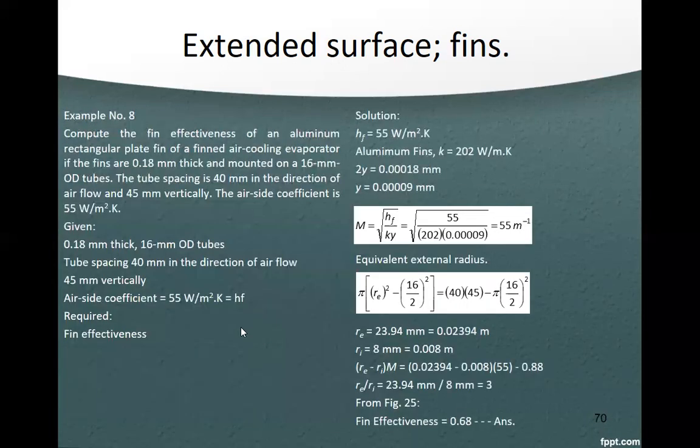Example number 8. Compute the pin effectiveness of an aluminum rectangular plate pin of a pinned air cooling evaporator. If the pins are 0.18 mm thick and mounted on 16 mm OD tubes, the tube spacing is 40 mm in the direction of airflow and 45 mm vertically. The air side coefficient is 55 watts per meter squared Kelvin. Given, so 0.18 mm thick, 16 mm OD tubes. Tube spacing is 40 mm in the direction of airflow, 45 mm vertically. Air side coefficient 55 watts per meter squared Kelvin. This is now equal to h sub F.